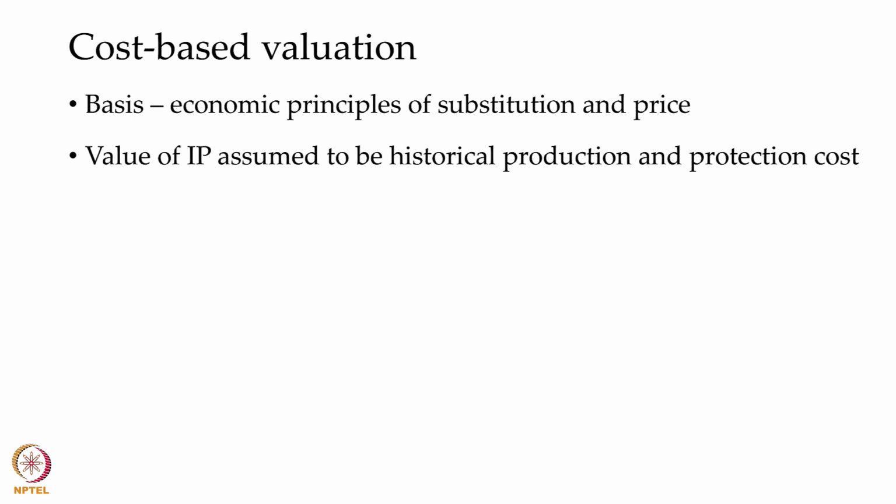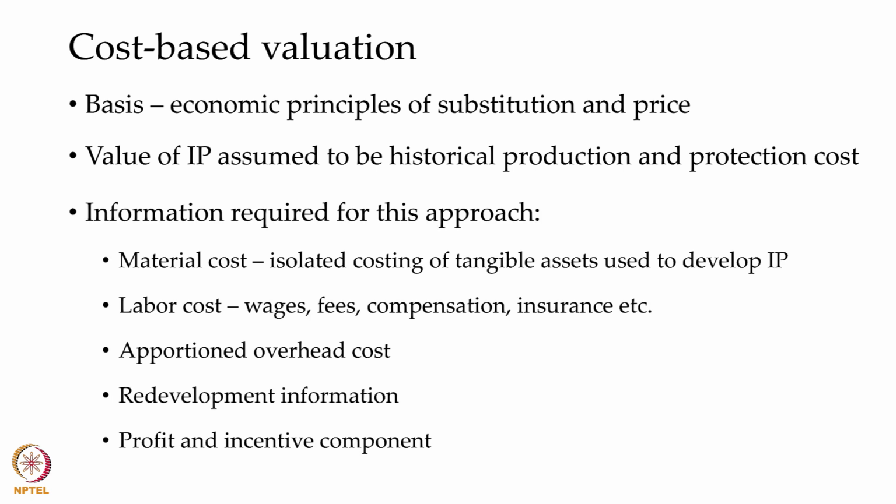The value of the IP is assumed based on the historical production and protection cost, and the information required for this approach involves material cost, isolated costing of tangible assets used in the development of IP. We had seen this in R&D. It could be the laboratory, the equipment, the salaries. There's quite a lot of tangible assets that go into creation of IP. We need to look at the labor cost, wages, fees, compensation, insurance, etc. Apportioned overhead cost, redevelopment information, profit and incentive component.